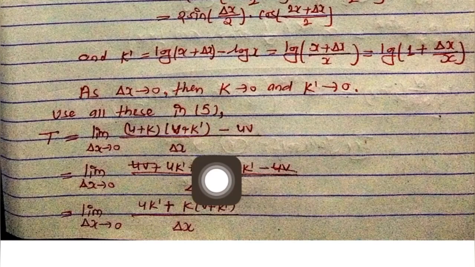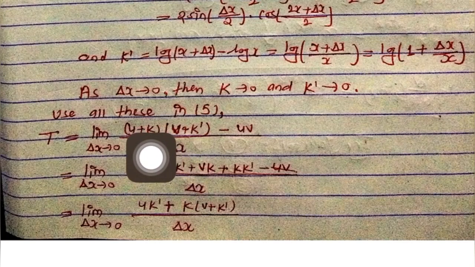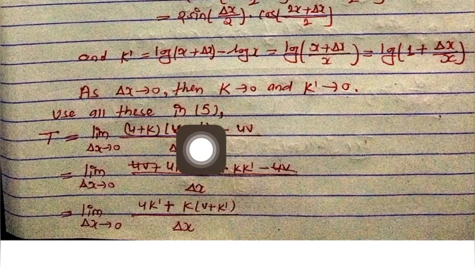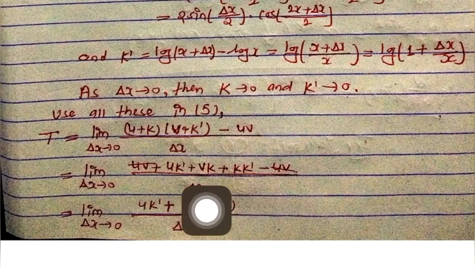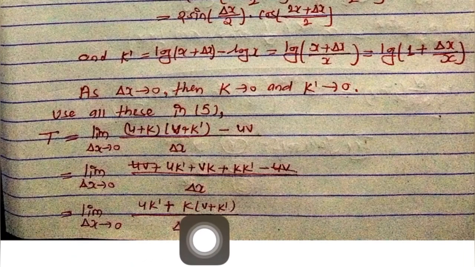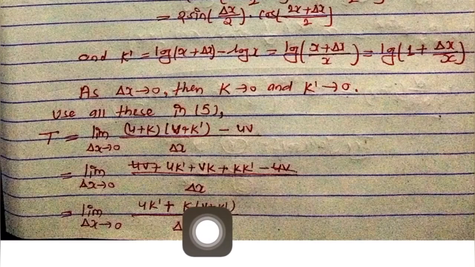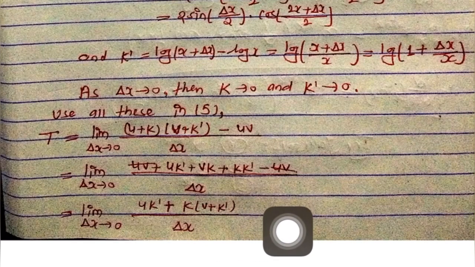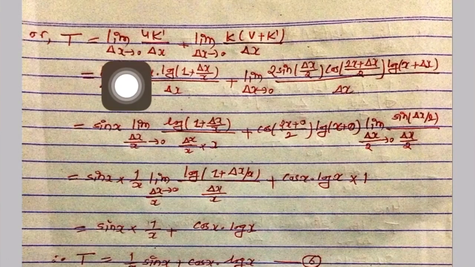And after opening the bracket, you can write limit del x tends to 0 of uv plus uk prime plus kv plus kk prime minus uv, and uv we cancel out here. So we are left with t is equal to limit del x tends to 0 of uk prime plus vk plus kk prime, where k is taken as common here, and inside the bracket there is v plus k prime, whole divided by del x.